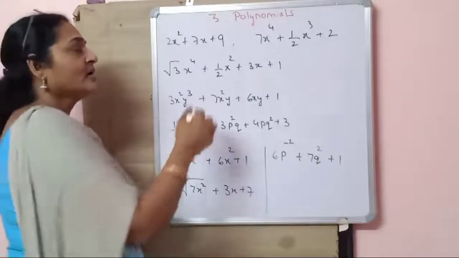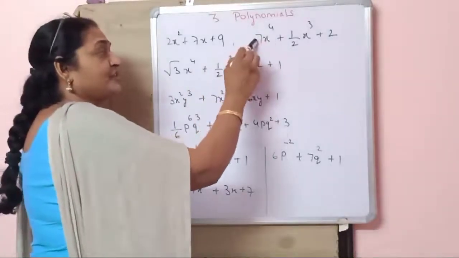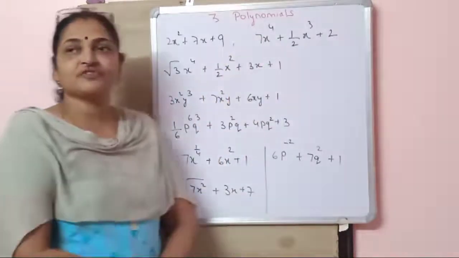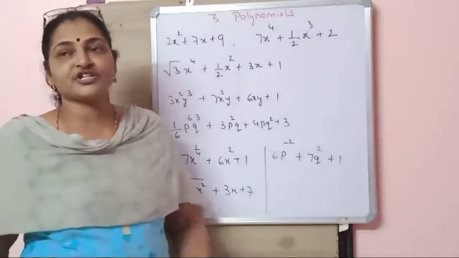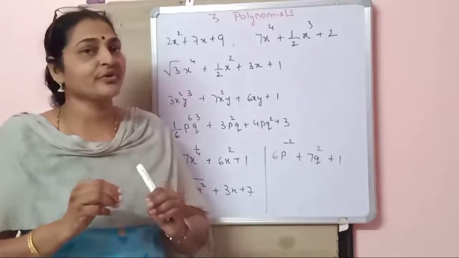Now here the coefficients of the variables can be real numbers. What are real numbers? All rational and irrational numbers together make up the real numbers.